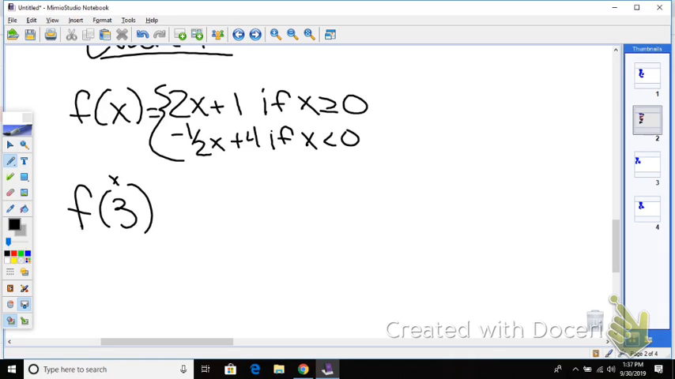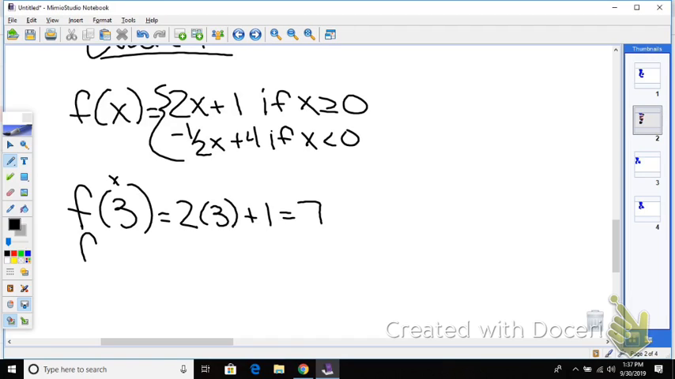So which line am I going to go to? The top one or the bottom one? The top, because that's what the if statement says. So to evaluate this, I'm going to plug in 3 for my x in only the top equation, because that's where he's going to line up to get his schedule. And I'm going to get my output is 7. 2 times 3 plus 1 is 7.